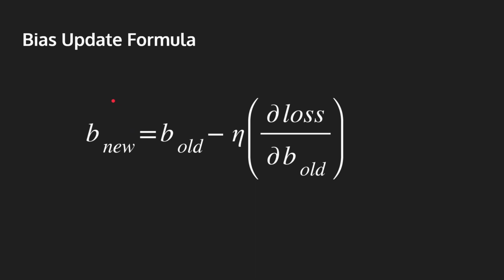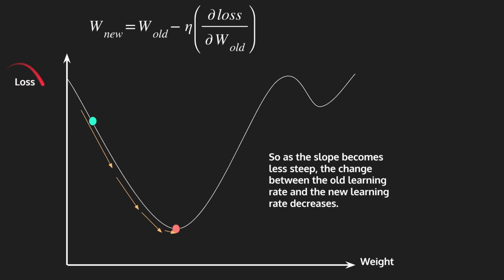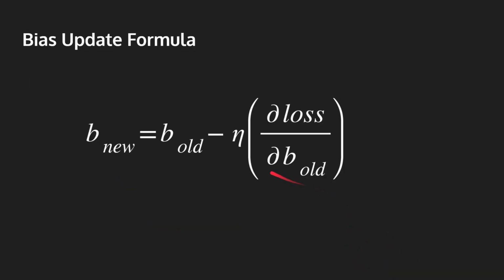Remember bias, we add that to the weighted sum of our inputs, right? And this is basically the same as our weight update formula. This is the exact same, for this graph, instead of weight here, we're just replacing it with bias. We're doing the exact same process here, right?